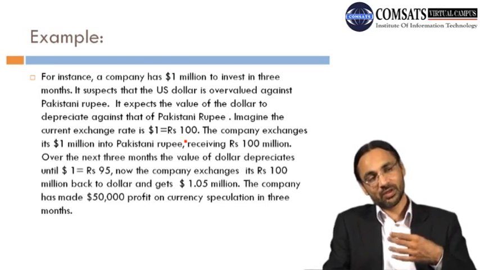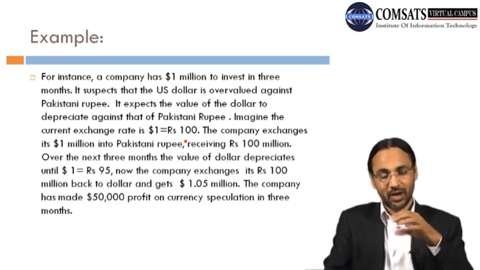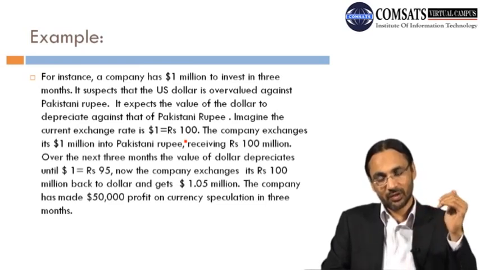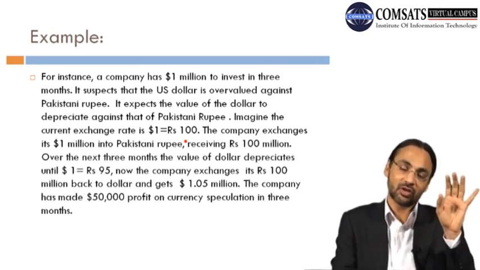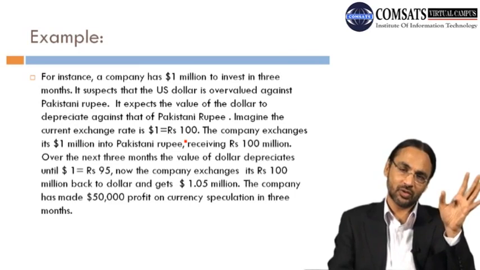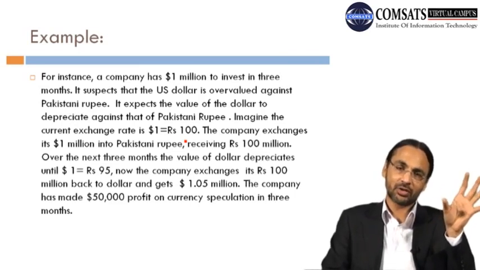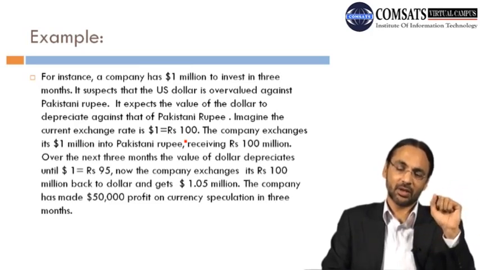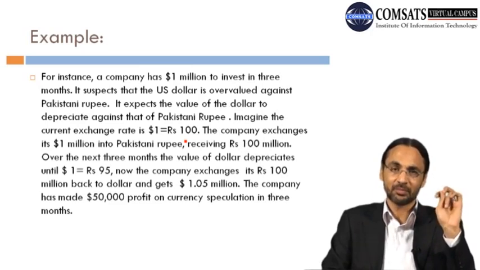They had 1 million US dollars, and they were thinking that this rate between the Pakistani rupee and the US dollar is overvalued, and the US dollar will go down in the near future. What they did, the exchange rate was $1 equal to 100 rupees, and they bought Pakistani rupees with all these dollars, and there they got 100 million.